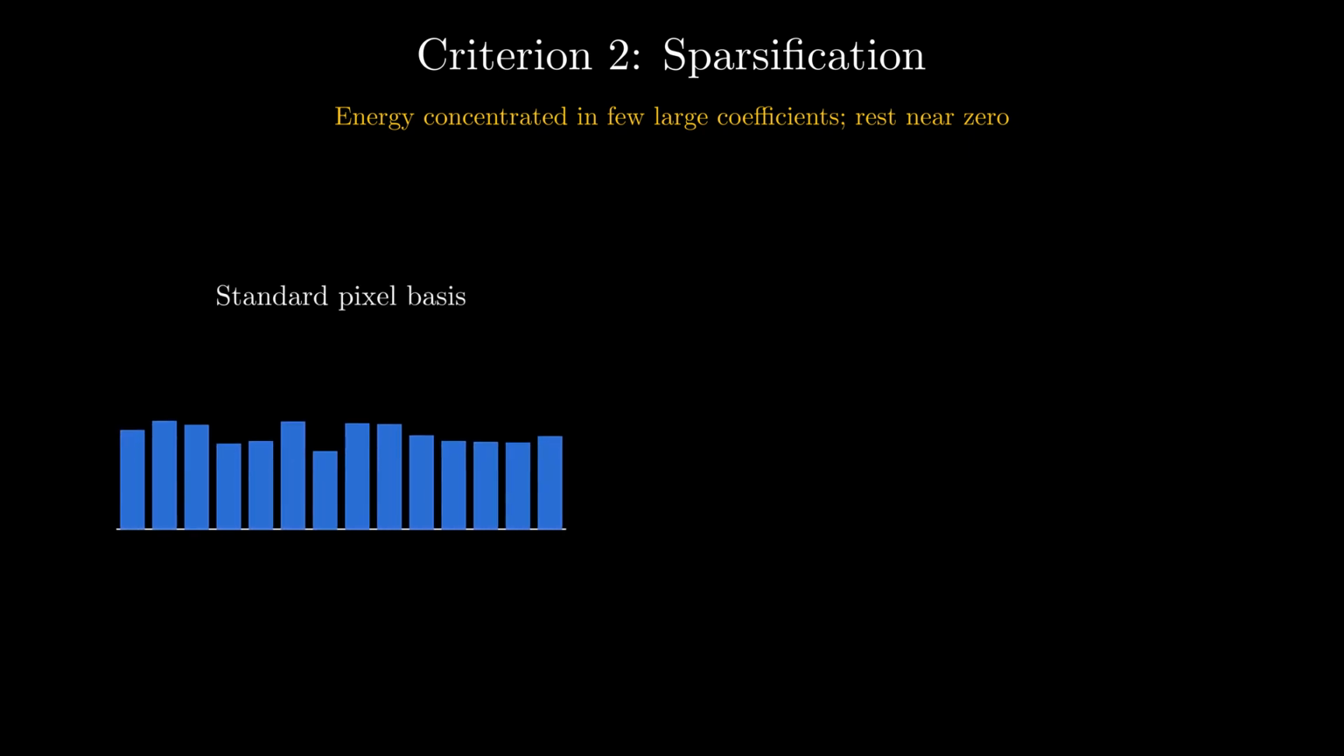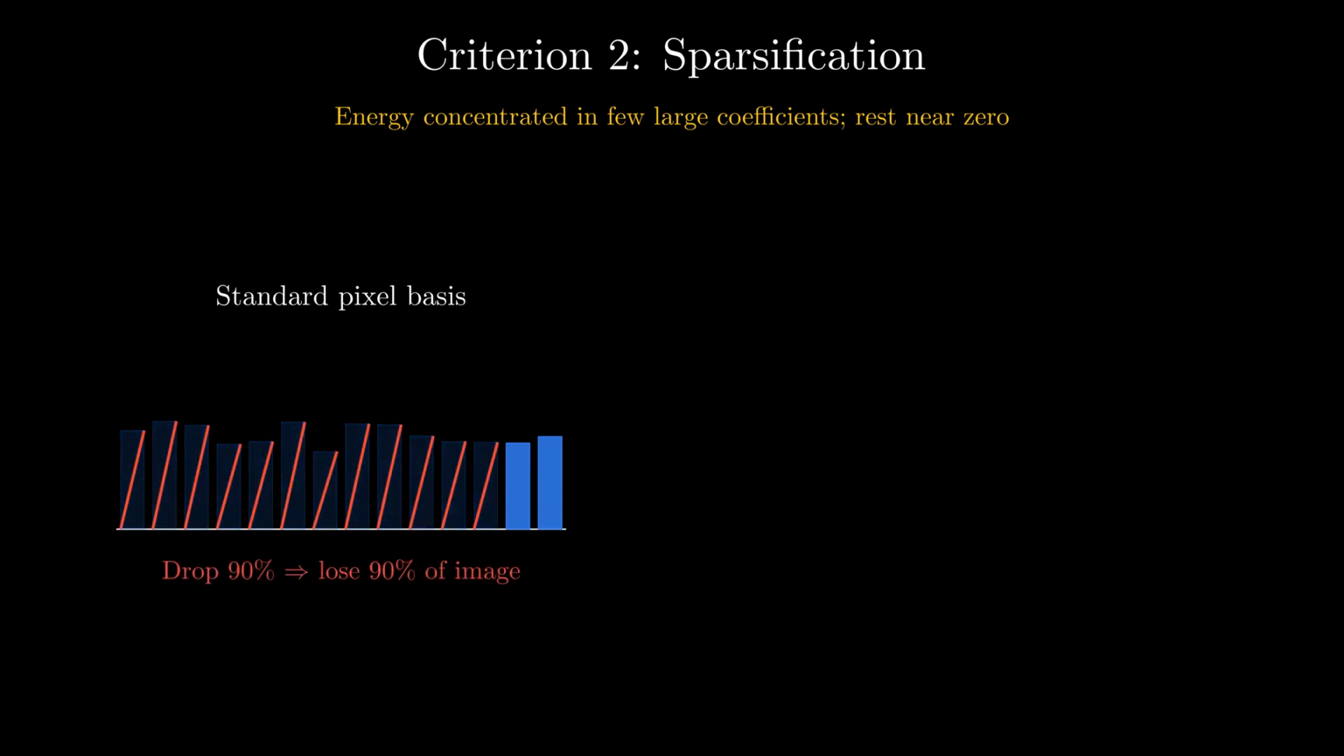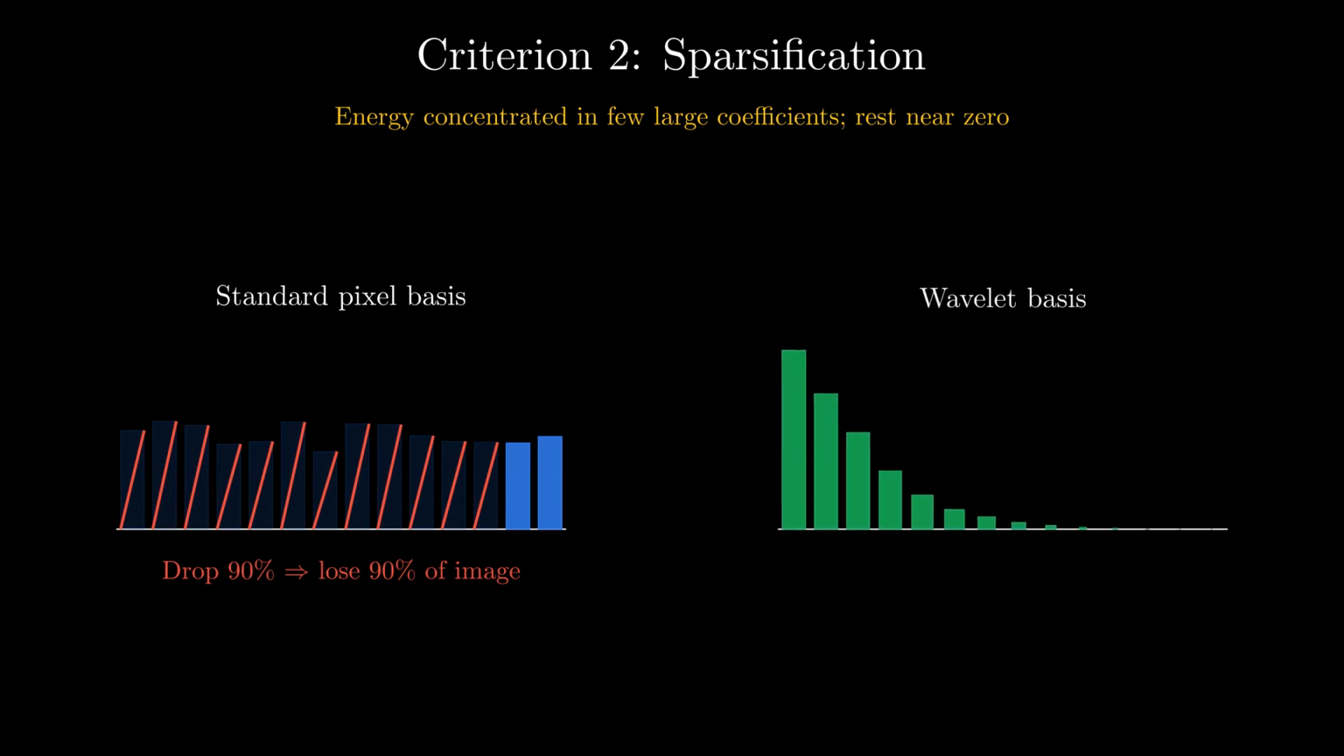The standard pixel basis fails badly here. Each coefficient is just 1 pixel. Drop 90% of them, and you literally delete 90% of the image. It goes black. A wavelet basis, by contrast, concentrates most of the picture structure into a small number of big coefficients. The rest are noise level small, safe to throw away.